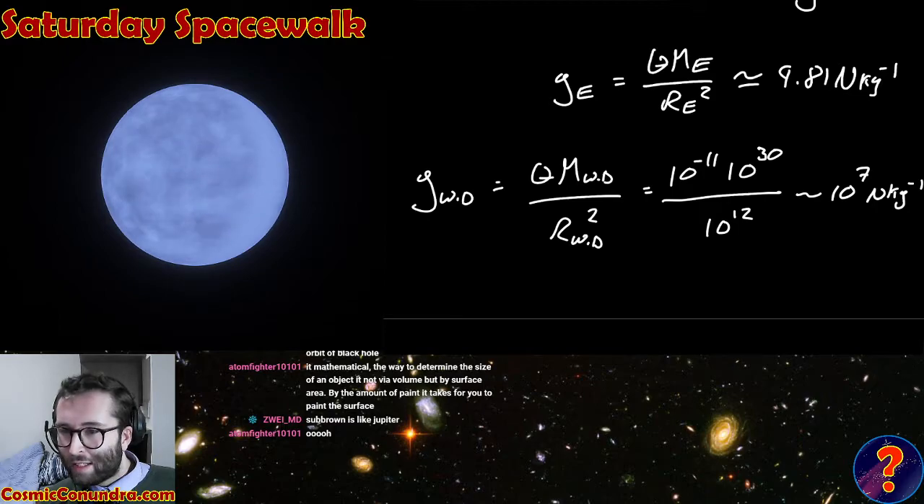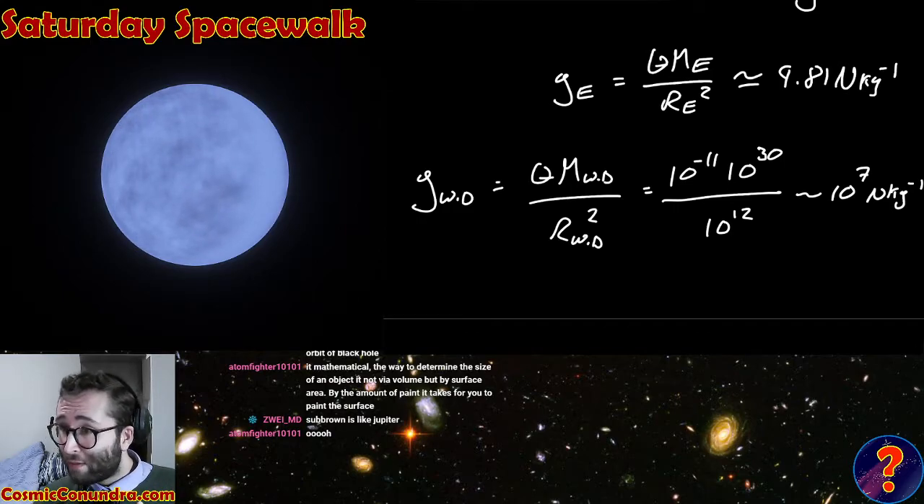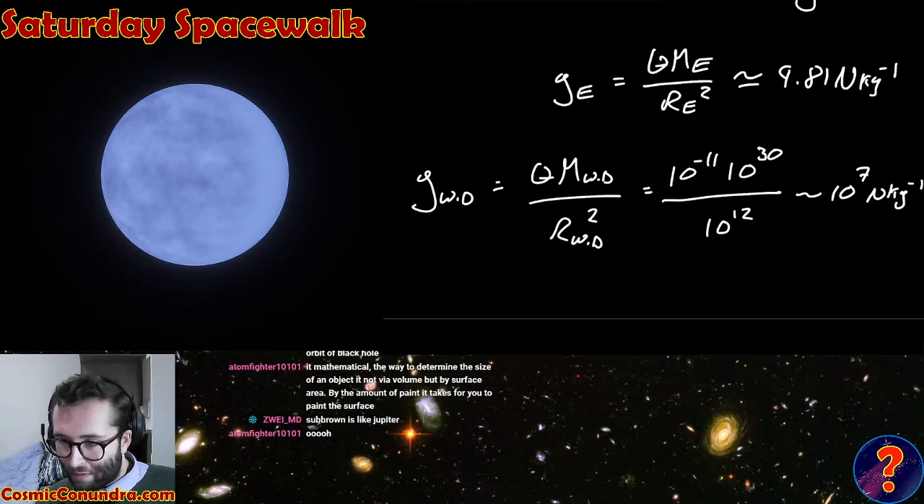What's in the chat? Oh, right. Oh, I see. Sub-brown is like Jupiter. Yeah, so brown dwarfs are totally opposite to white dwarfs. These are stars that never really are stars. They're stars that don't quite reach the critical mass needed to start undergoing fusion in their core, to start them burning. A brown dwarf is a star that's too small to initiate fusion, so never actually starts properly shining.